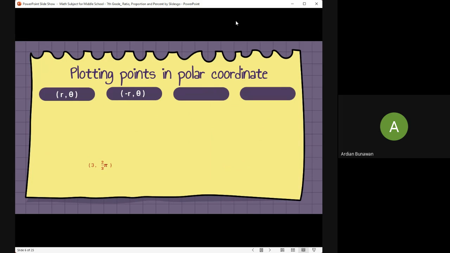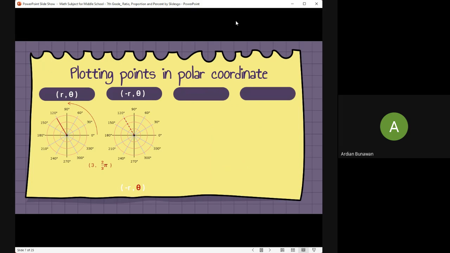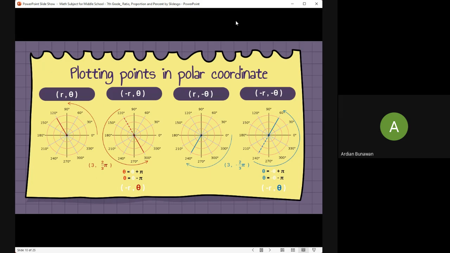There are different ways of plotting points in polar coordinates. For example, like this one, there's a positive r and a negative r. For a negative r, we just need to flip it 180 degrees from the origin. And if we have a negative r and a negative theta, we first read it from the angle, then flip it 180 degrees, because r was negative.